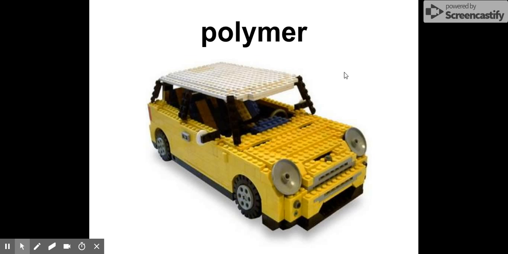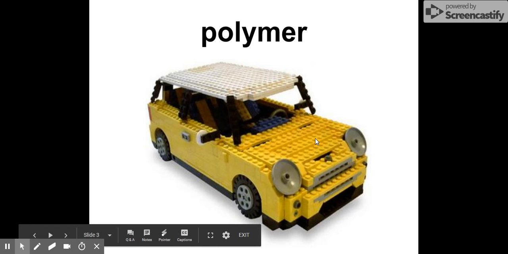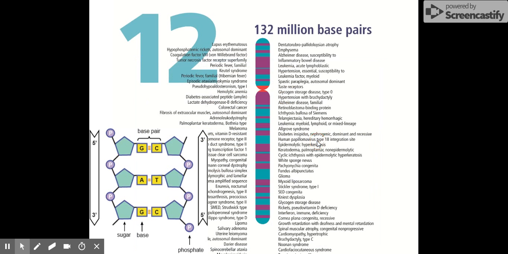Now, if we wanted to break this car apart and put all our Legos away back in their box, then we would be disassembling or breaking apart the polymer back into its individual pieces. That process is called hydrolysis. And we'll talk about those in a minute. Again, the idea is a polymer, something made out of many smaller parts connected together, a very large molecule.